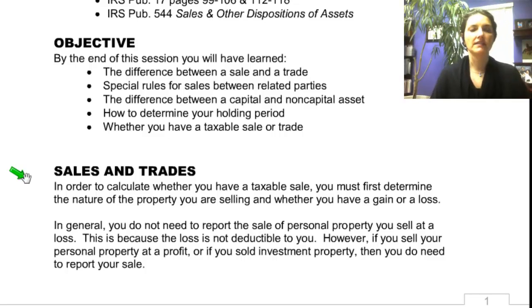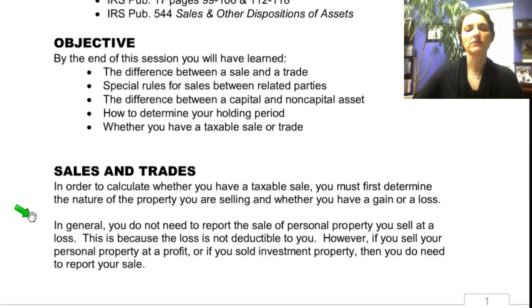Firstly, sales and trades. In order to calculate whether you have a taxable sale, you must first determine the nature of the property you are selling and whether you have a gain or loss. In general, you do not need to report the sale of personal property you sell at a loss. This is because the loss is not deductible to you.